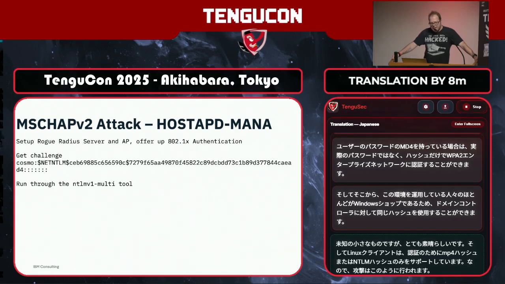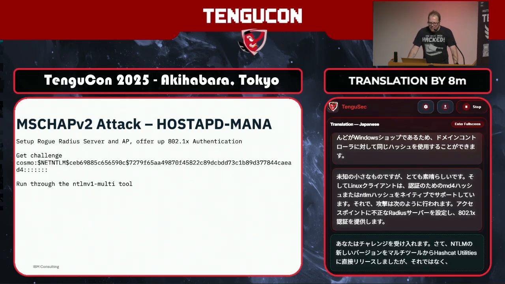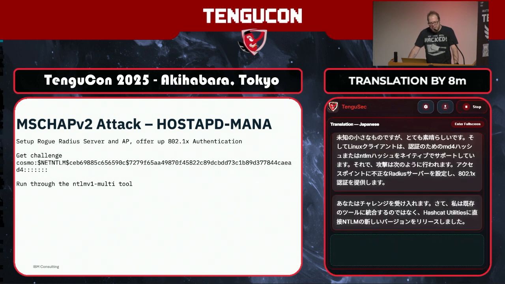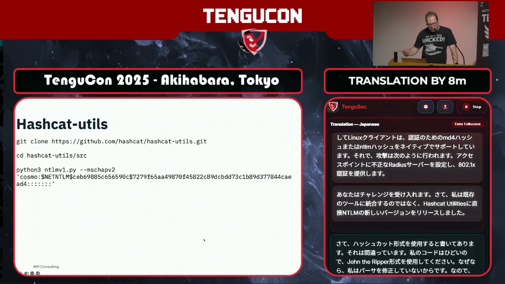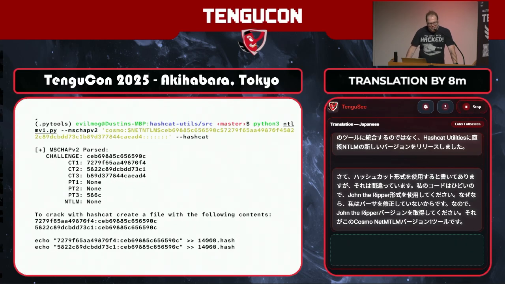Now, I released a new version of the NTLM1 multi-tool directly into hashcat-utils rather than integrating it into my existing tool. Now, it says use the hashcat format, but that's incorrect. My code is terrible, so it uses the John the Ripper format because I haven't fixed my parser. So you grab the John the Ripper version, which is this Cosmo Net NTLM version 1 tool. You clone down my hashcat-utils, and you run NTLMv1.py tac MSCHAP-v2. The output will look like this.